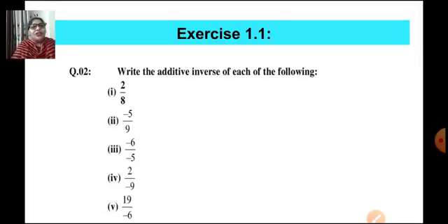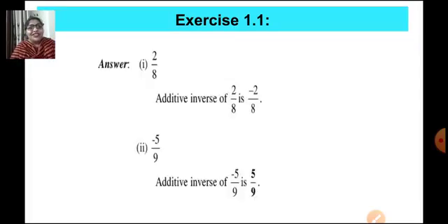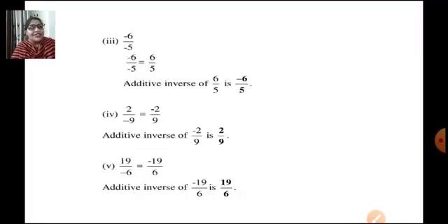Okay, so now write the additive inverse of each of the following. First one is 2 upon 8. What will it be? Negative 2 upon 8. For rational numbers, we always write the negative sign in the numerator, right, children? So negative 2 upon 8. And next one is negative 5 upon 9. What will be this additive inverse? It will be positive 5 upon 9. If a negative rational number is given, make it positive. If positive is given, make it negative. I hope this is very much clear. Not much explanation required on this.